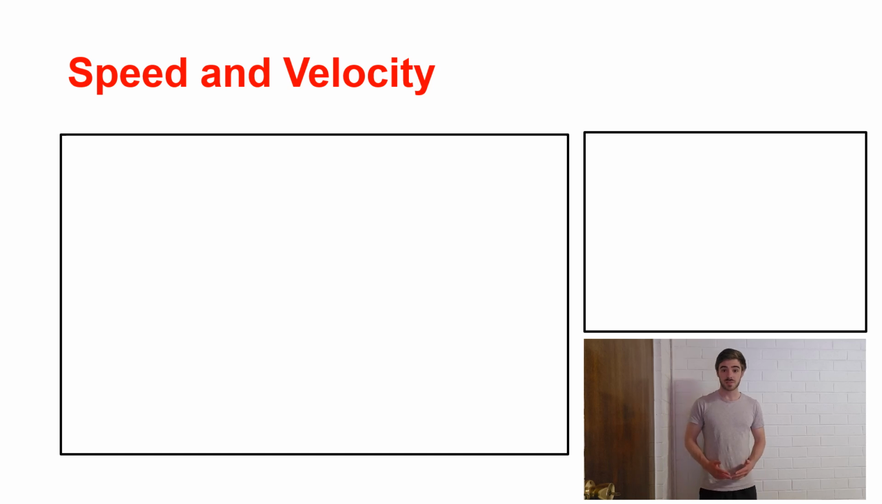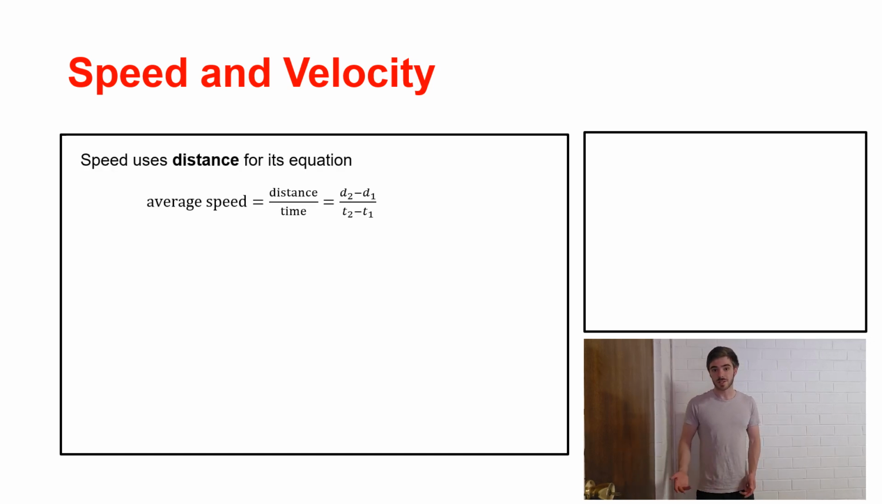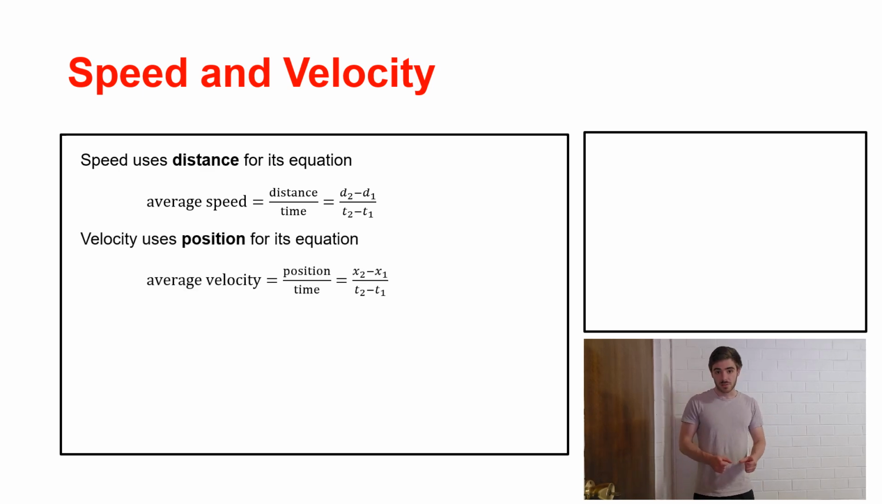Just like how there are differences between distance and displacement, there are also differences between speed and velocity. The difference is a little bit nicer. Speed uses distance for its equation. In this case, we're often calculating the average speed. When calculating the average speed, you simply want to know the total distance traveled and then divide that by the total time it took. Velocity, however, is going to use position for its equation. So if you want to know the average velocity over a given time interval, then you want to find the change in position and then divide that by the time duration.